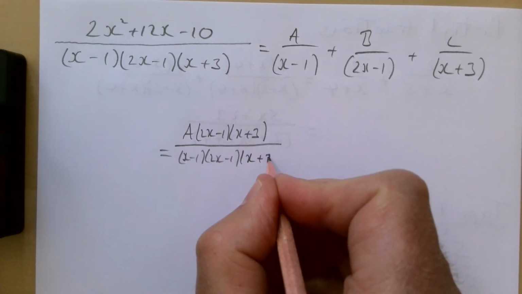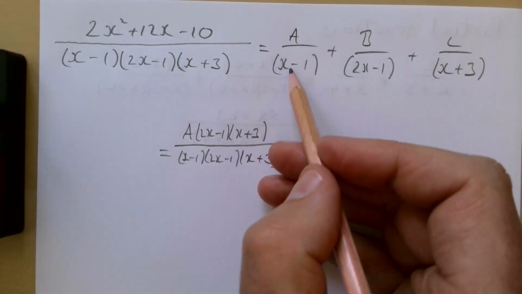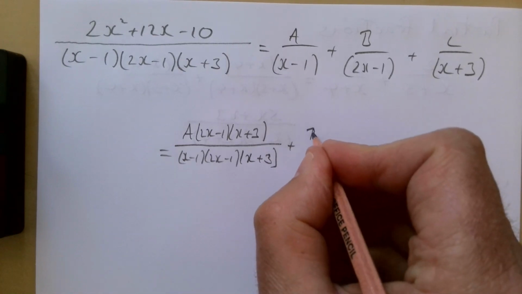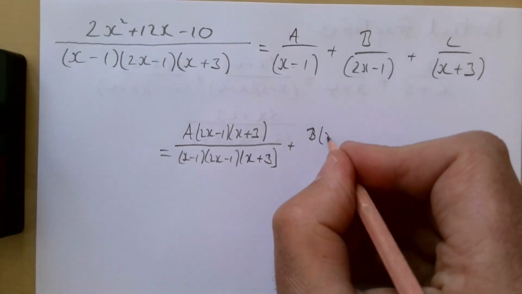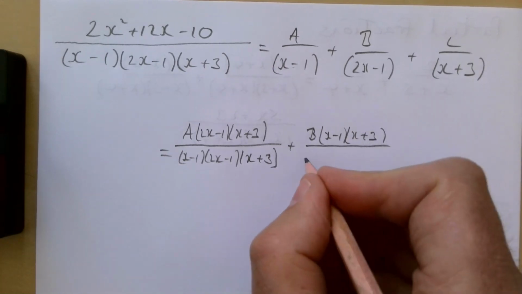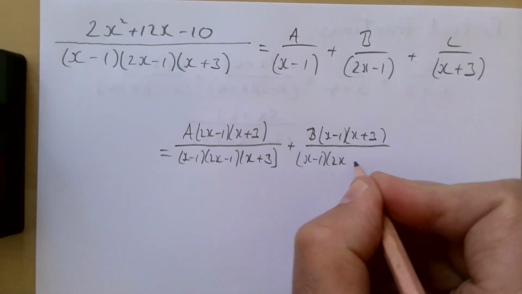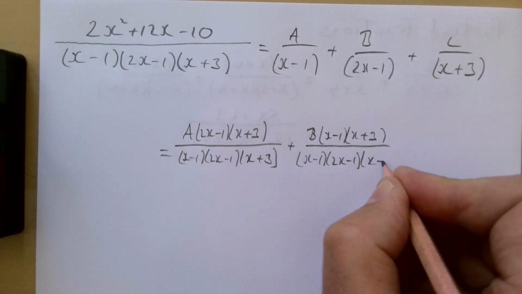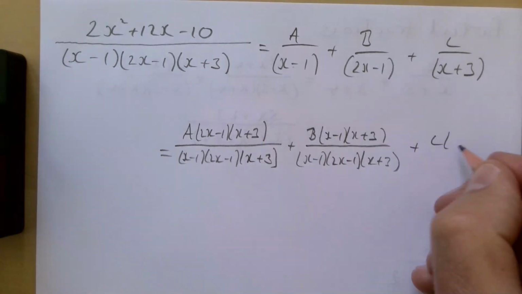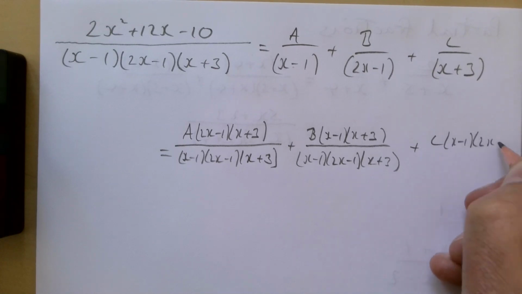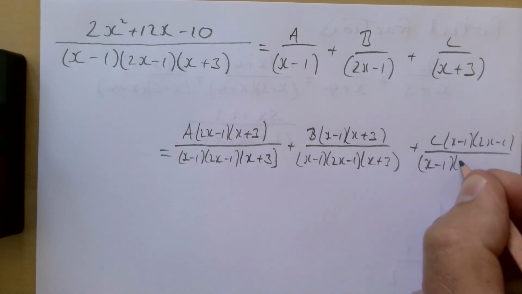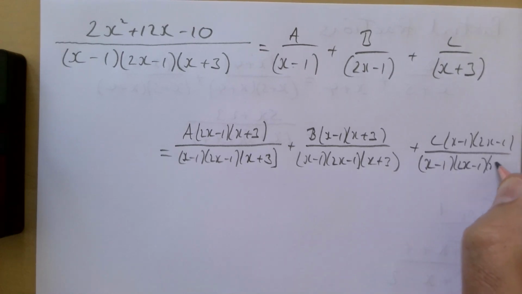As I always say to people, what have I done here? I've times top and bottom of this one by the same thing. So that's why I can put it as equal. Plus b, we need to times this one by this one and this one. So (x minus 1) upon (x plus 3) all over (x minus 1)(2x minus 1)(x plus 3) plus c times top and bottom by these two then. (x minus 1)(2x minus 1), and as before, (x minus 1)(2x minus 1)(x plus 3).